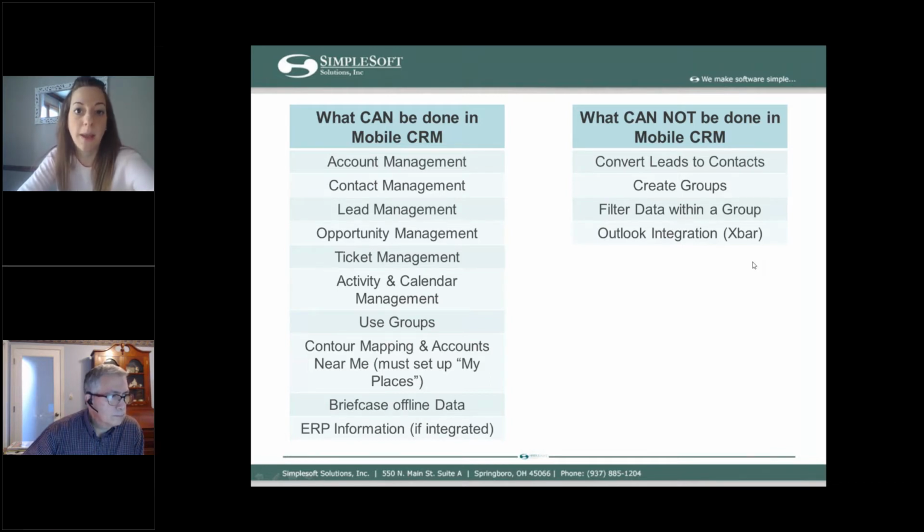You have a contour mapping feature where you can see accounts near you. So that's a great feature too. Just a note on that, you must set up your My Places. If you want to start from a hotel that you're going to be staying at, or maybe a customer location or a company location, you'll have to set those up beforehand in your web client. And I have some videos on our YouTube channel that explain how to do that.